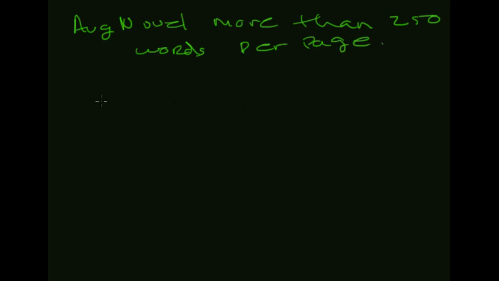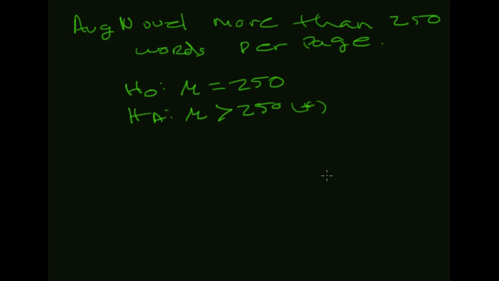So our H null is going to be that the mean, the average, is going to be 250. And our alternative hypothesis is going to be that the mean is bigger than 250. So remember, the alternative hypothesis here is the one that represents the claim.